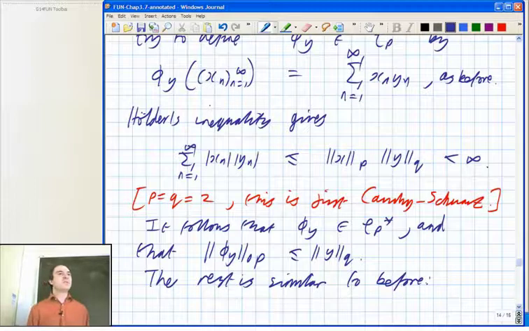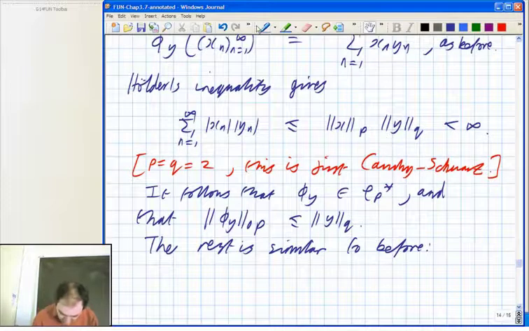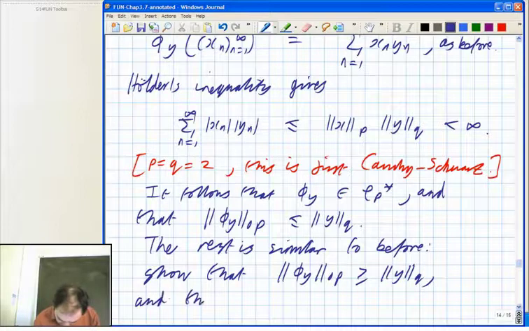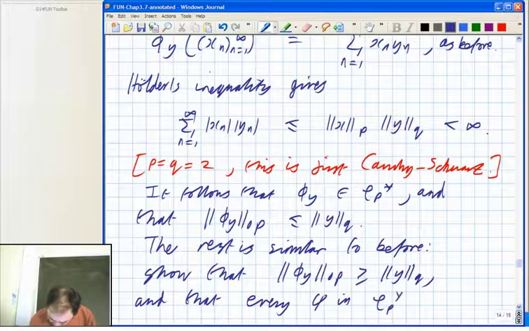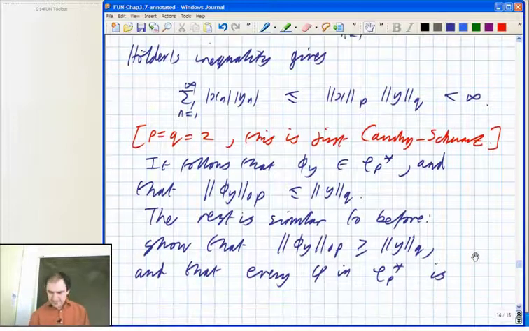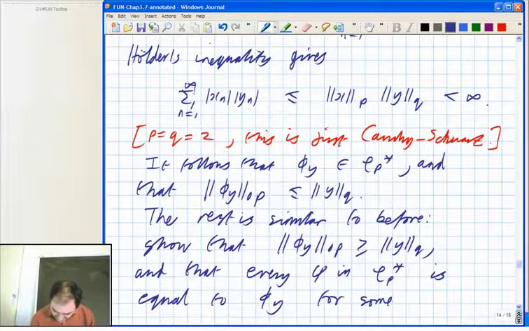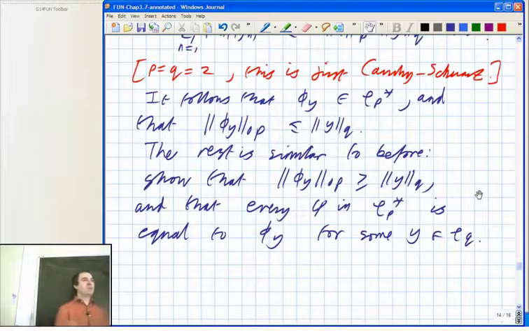You still have to use Hölder's inequality again. Show that norm Vy op is greater or equal to norm yq, and that every psi in lp star is equal to Vy for some y in lq. And of course, you find it the same way. We're not doing the details here.